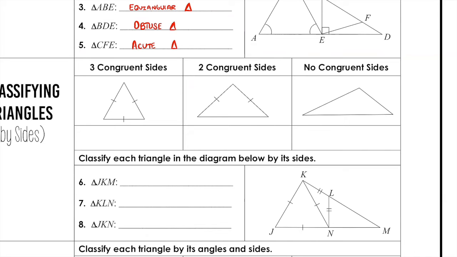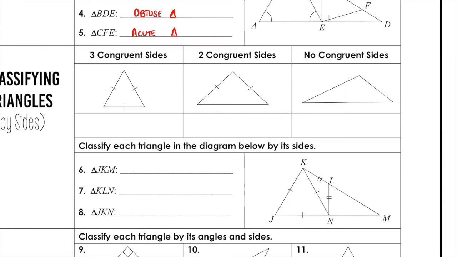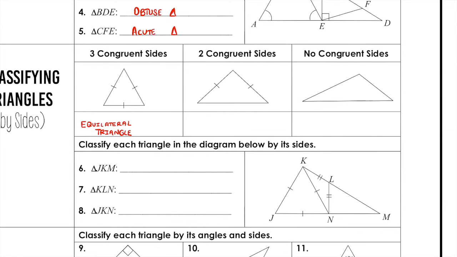All right, so now we're going to name them by their sides. Okay, so 3 congruent sides. Equilateral. It is an equilateral triangle when all 3 sides are congruent. What about when just 2 of the sides are congruent? At least 2. Isosceles.